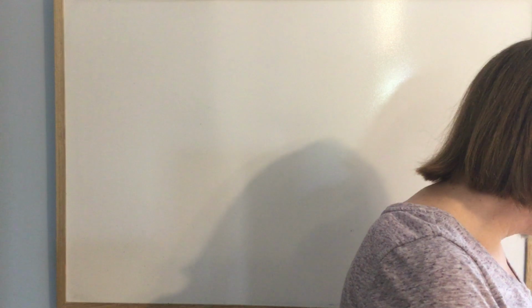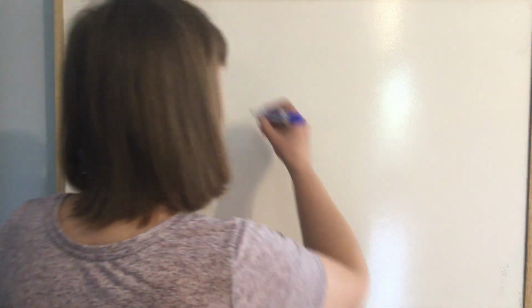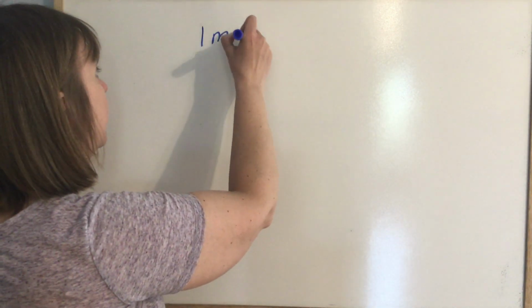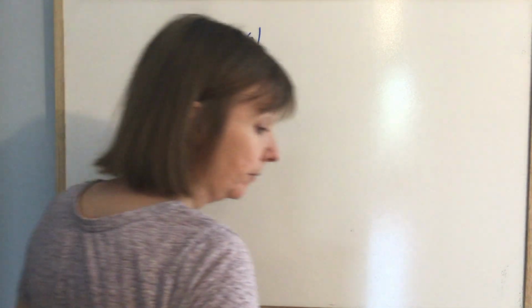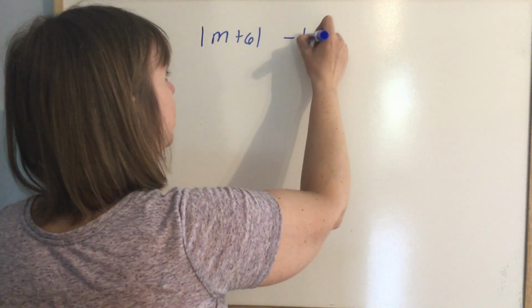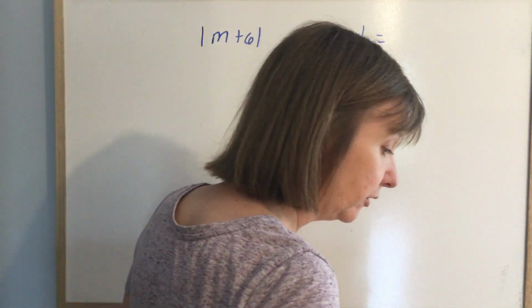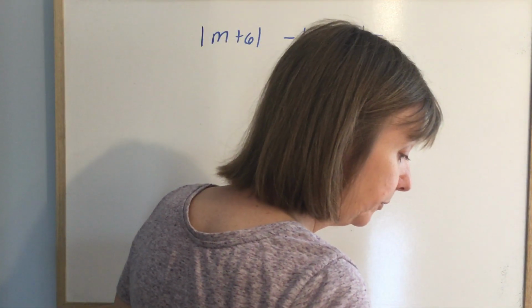I am going to just randomly pick one, and I am going to pick the absolute value of m plus 6 minus, and I'm actually doing a minus on purpose, so it's random, but it's not that random, is equal to 2.